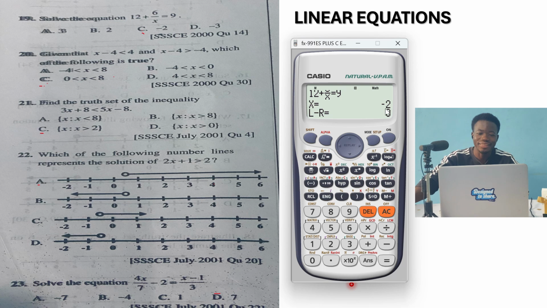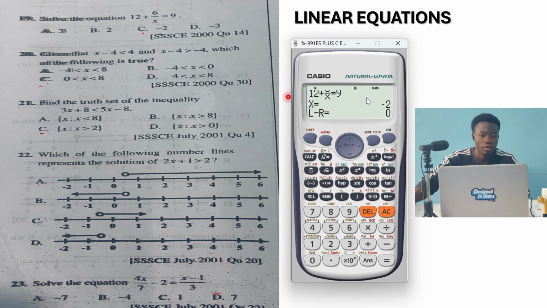So the correct answer is -2. The correct answer is -2, which is option C. So you see that the question has come, then the answer has also come. Until the question comes and the answer comes, that first value that we have is not the answer.